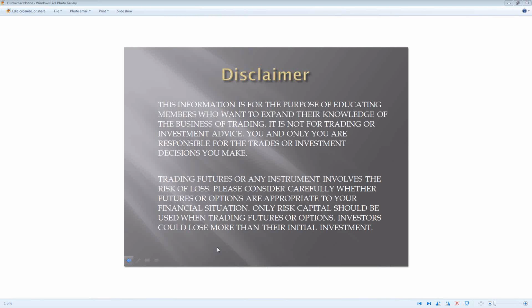So this information is for the purpose of educating members who want to expand their knowledge of the business of trading. It's not for trading or investment advice. You and only you are responsible for the trades or investment decisions you make. Trading futures or any instrument involves the risk of loss. Please consider carefully whether futures or options are appropriate to your financial situation. Only risk capital should be used when trading futures or options. Investors could lose more than their initial investment. Nobody at Quantum Leap is a certified trading advisor. We are retail traders operating within a self-organized learning environment. Past performance is not indicative of future results, and any trades that you see in Quantum Leap are for educational purposes only. Please do your own due diligence, trade your own trade plan.